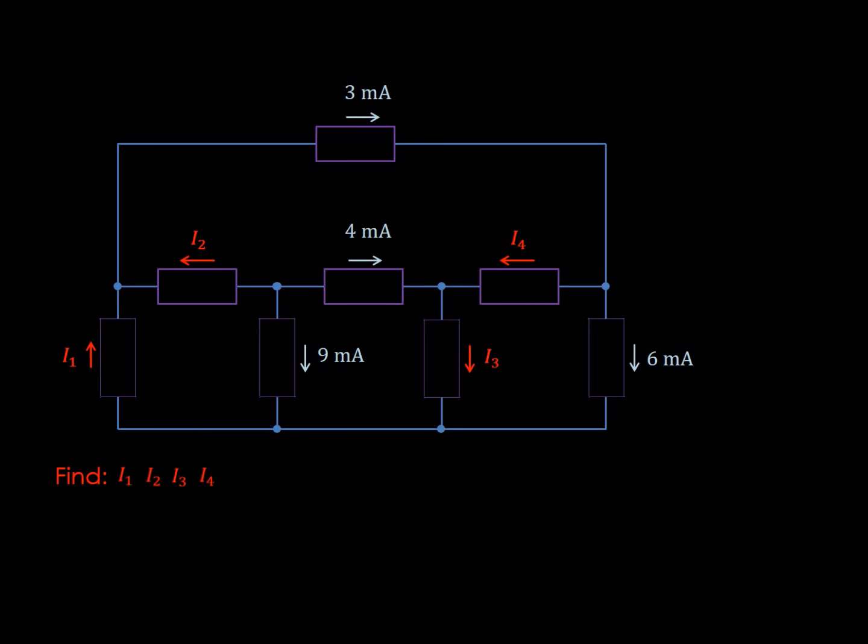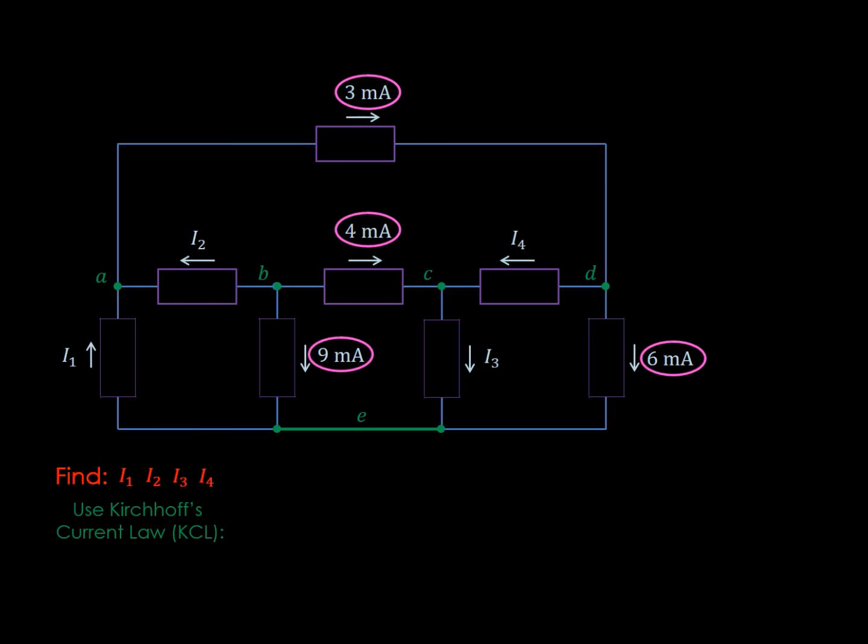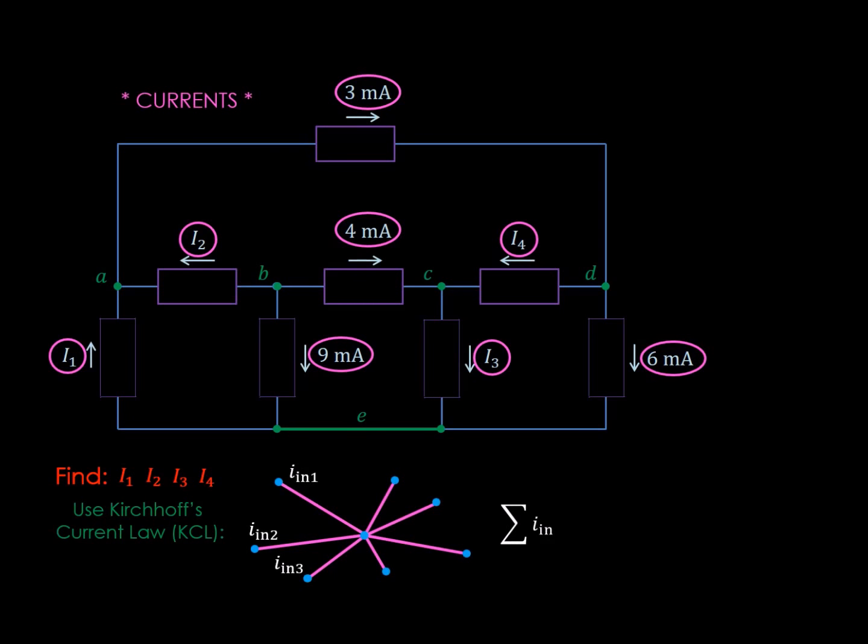Now, how do we go about finding these 4 currents to solve this problem? Well, the only way possible is by using KCL at any one of these 5 nodes labeled A through E. And why KCL? Because all the values we are given and all the values we want to find are current values, and KCL is the only law that relates current values to each other by saying the currents coming into a particular node equal the ones coming out.